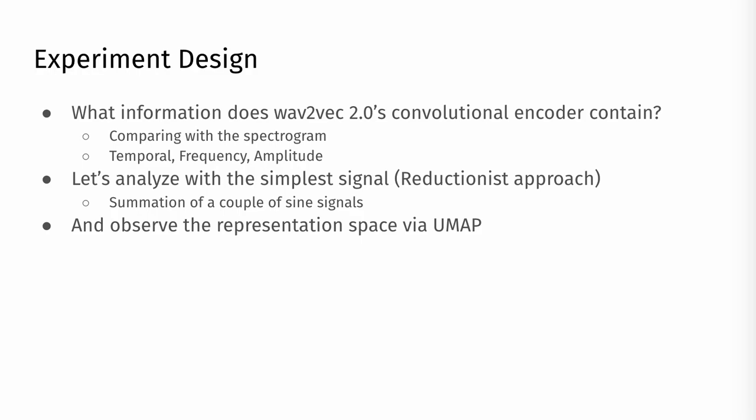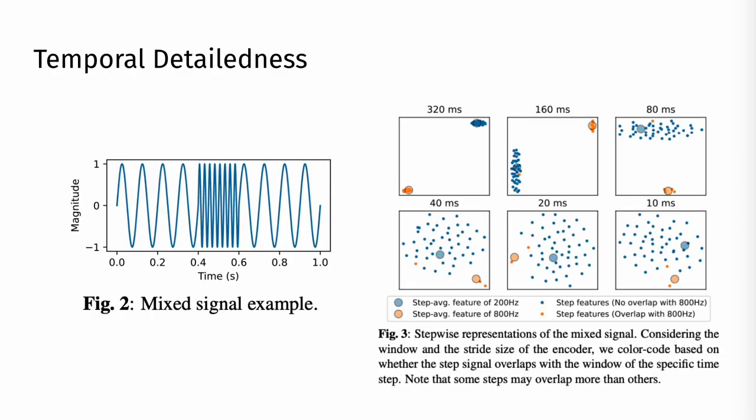So I wanted to check what those 1D convolutional layers do, and whether the information that a spectrogram contains is also inside the convolutional features. So it's temporal, frequency, and amplitude. The simplest spectrogram-friendly approach would be using the sum of a few sine signals and observing their manifold. So I had to check how much temporal detail the convolutional has. It's a stacking of 1D convolutions, so the CNN in the end has a window size of about 25 milliseconds and a stride of 20 milliseconds.